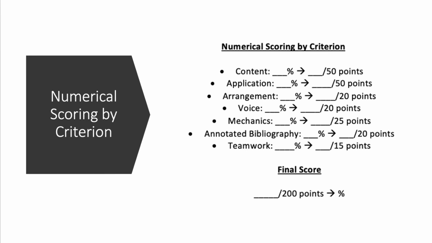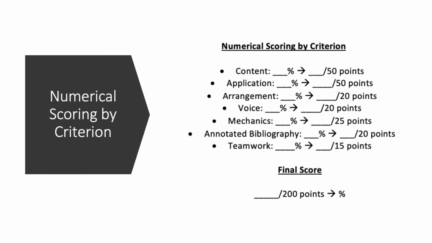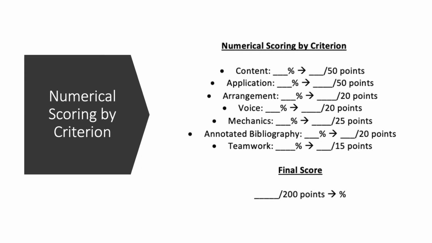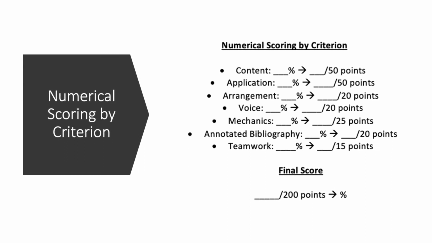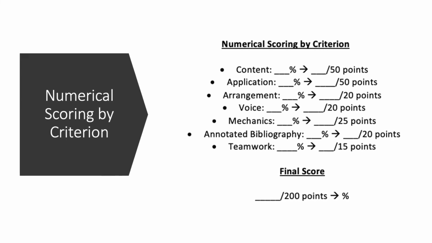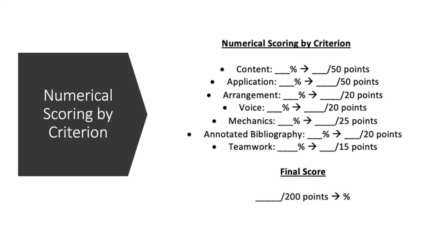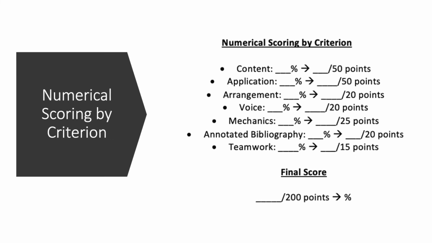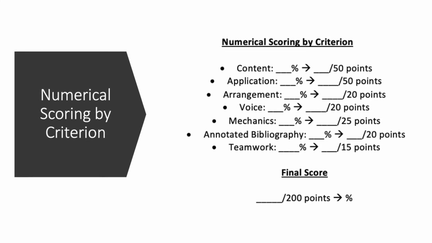As you know by now, the percentages that you earn for each criterion within the rubric will convert to points. You'll see that content will be worth 50 points. Application will also be worth 50 points. Arrangement and voice will be worth 20 points each.